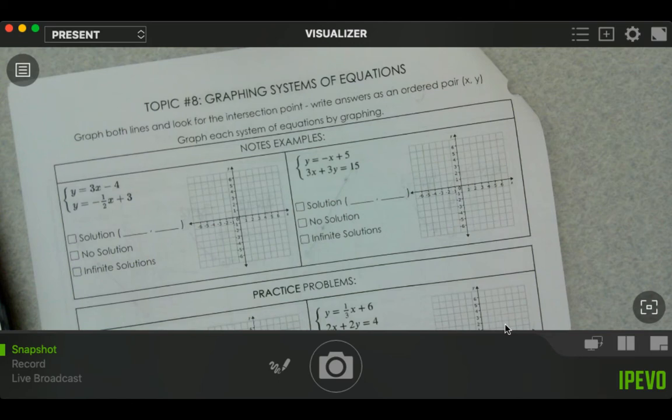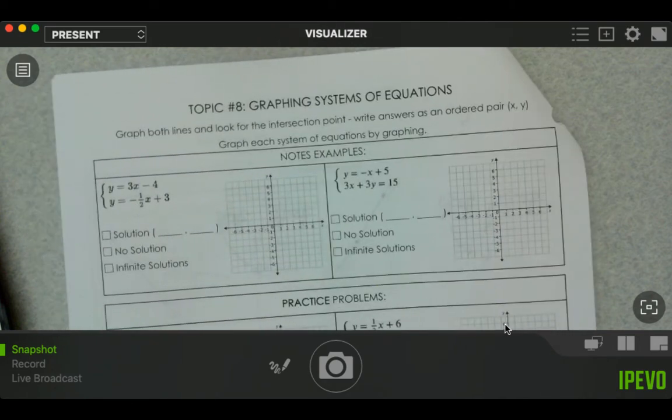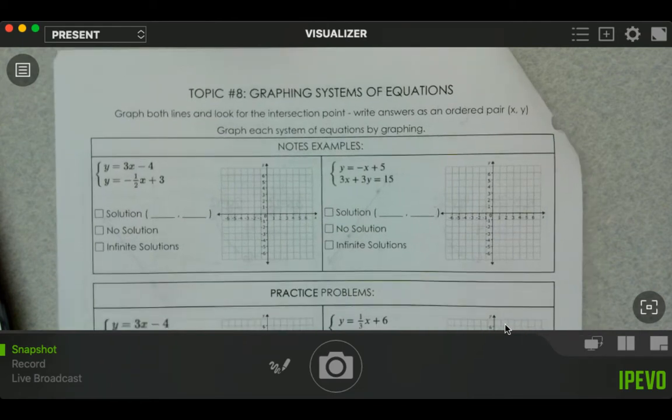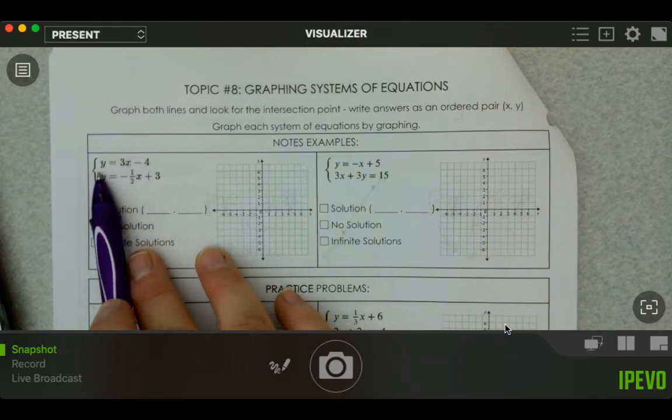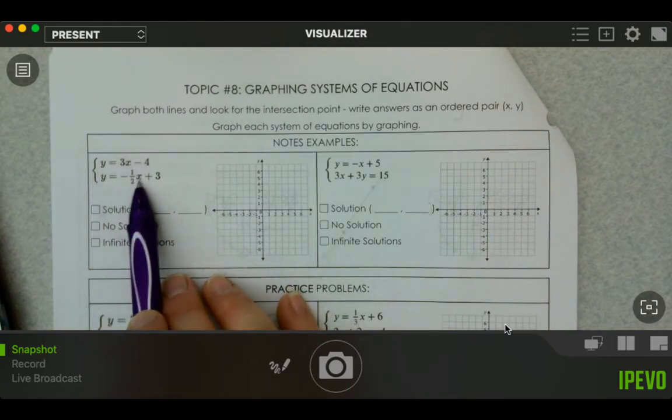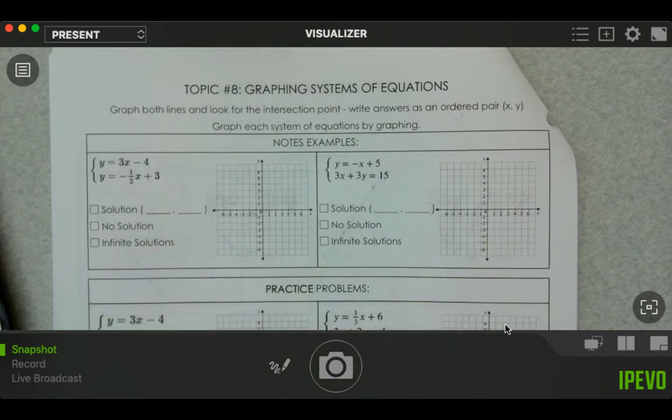Welcome to topic 8, graphing systems of equations. So one thing about this section I'm just going to tell you up front is that it looks more complicated than it is. So what it means when you have these two equations and this little squiggly mark over here on the left is we want to figure out what the answer to both of these things put together is. So what's an answer that's on both of them?